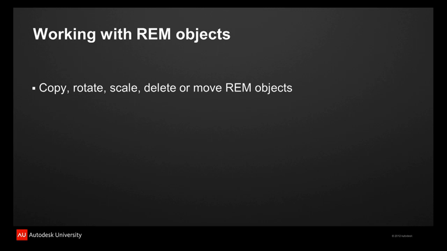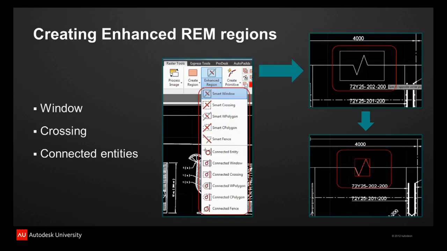Now, working with these REM objects, once you've created them, you can take those areas or regions and you can move and copy them as you like. Just to skip one slide back, if I were to select that red rectangle, which defines the REM region, I can move that to a different location. I can delete it. I can scale it. I can rotate it, whatever I'd like to do. And that will directly alter the raster image in the background.